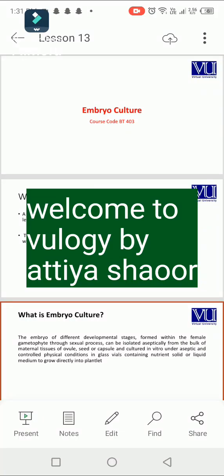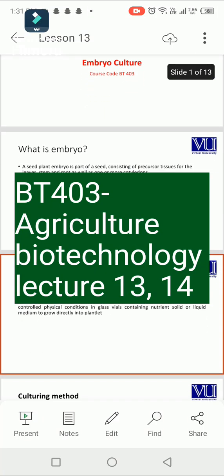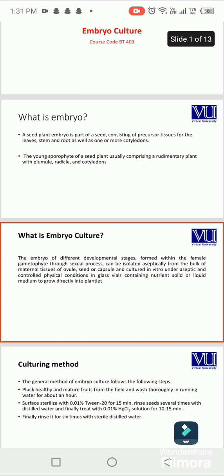Bismillahirrahmanirrahim. Embryo culture. What is embryo? A seed plant embryo is part of a seed consisting of precursor tissues for the leaves, stems, and root, as well as one or more cotyledons. The young sporophyte of a seed plant, usually comprising a rudimentary plant with plumule, radicle, and cotyledons.